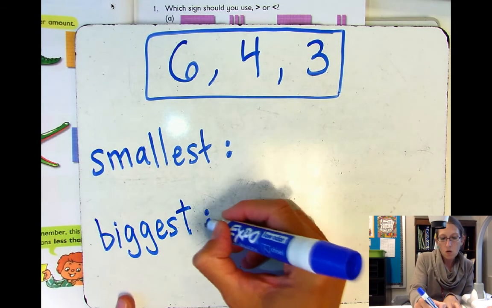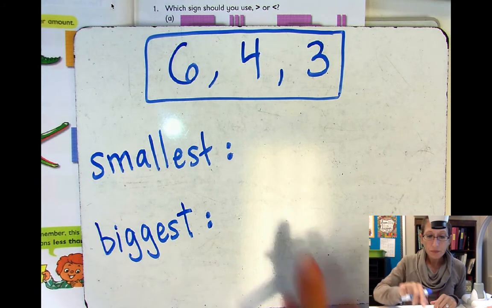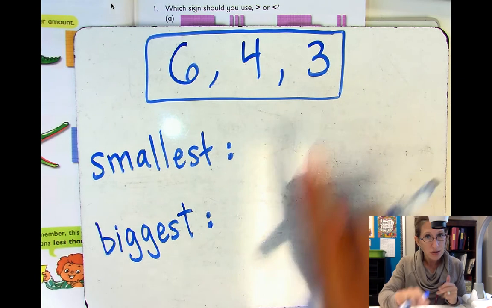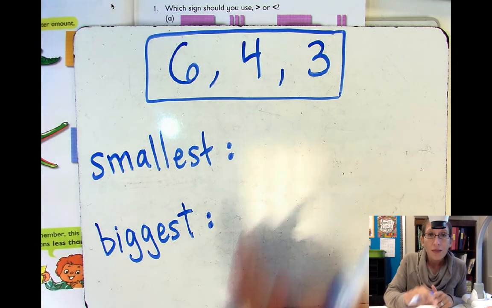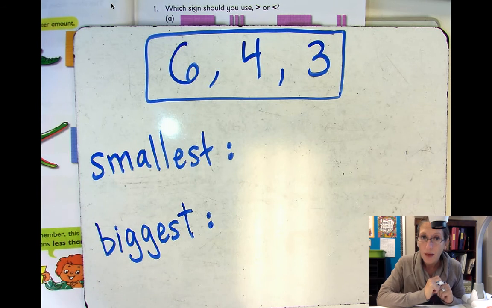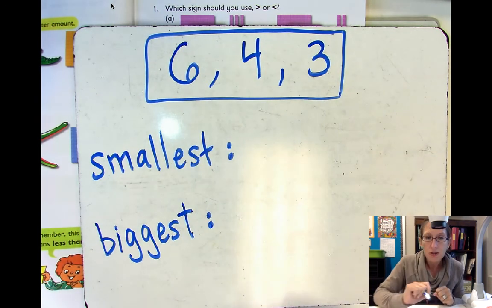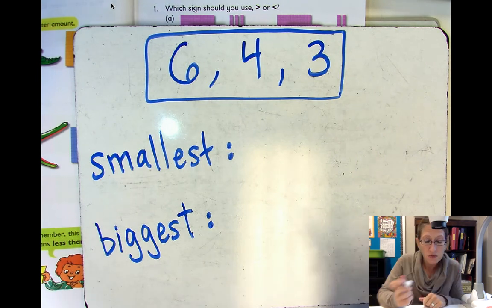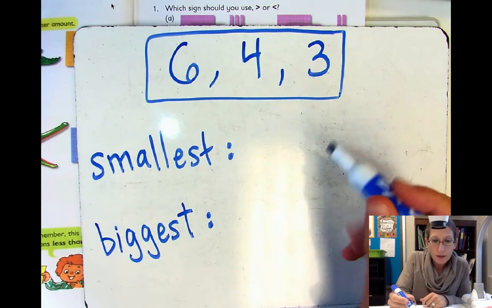All right, so if we want to make the smallest 3-digit number, I need to use all 3 digits, right? Because if I just said 34, that wouldn't be a 3-digit number. That would just be a 2-digit number. So we're going to use all 3 digits. In order to make the smallest 3-digit number, I'm going to start with the smallest digit. And we can see here that 3 is the smallest number.